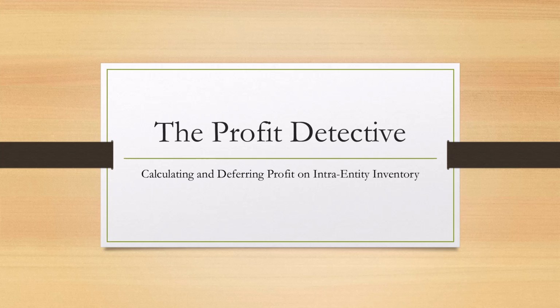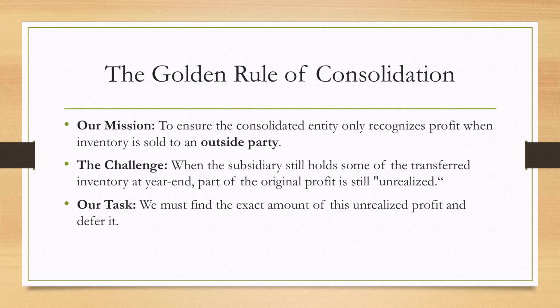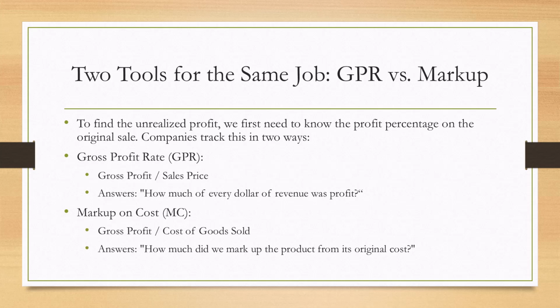Let's get started. Before we dive into the evidence, we must review the golden rule of our investigation, our mission: to ensure the consolidated company only recognizes profit when inventory is sold to an outside party. The challenge arises when the subsidiary still holds some of the transferred inventory at year-end. In that inventory sits unrealized, or paper, profit. Our task is to find the exact amount of this hidden profit and correctly defer it until it's truly earned.